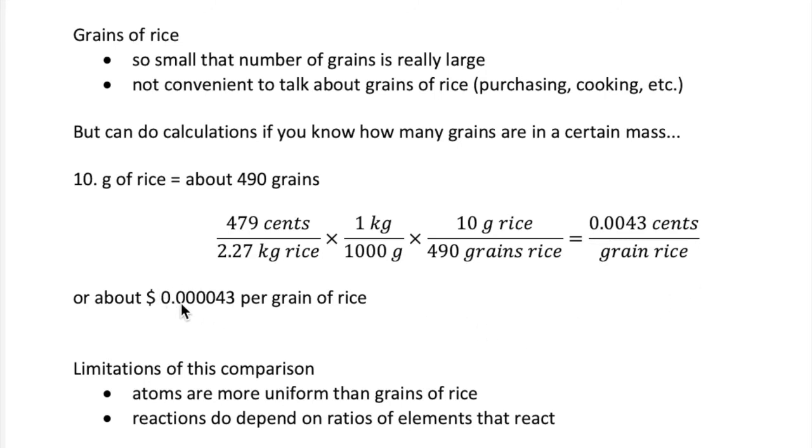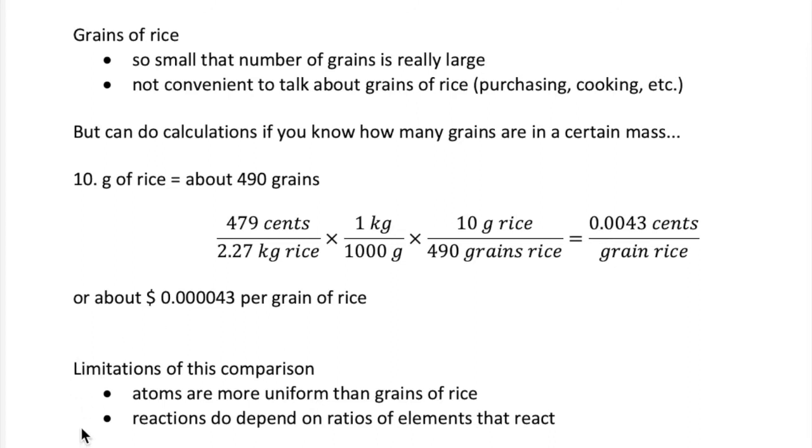In dollars, it would be $0.000043 per grain of rice. So, it's interesting, but that's not very convenient. You can't really pay for something with $0.000043, and you wouldn't want just one grain of rice, or even a dozen, or 100. So we use other quantities to talk about that.